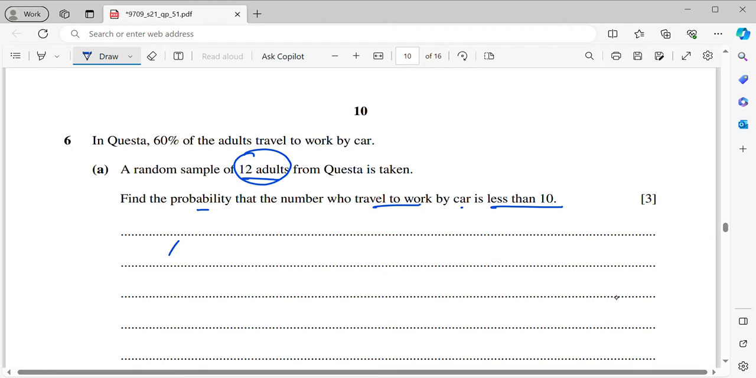Okay, so your X is binomial distributed with N is 12, and then the P is probability of success. 60% of the adults travel to work by car. That means this is the P. So here's 0.6. And now you need to count the probability that the number of adults is less than 10. So P(X less than 10).